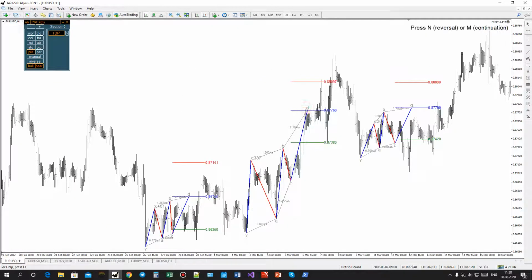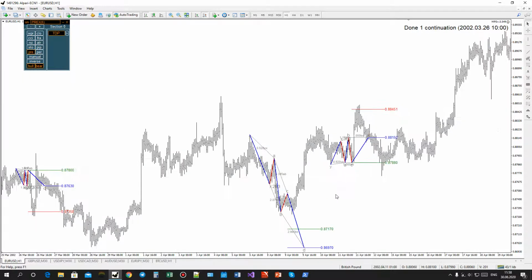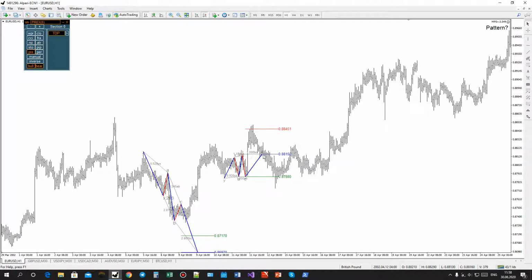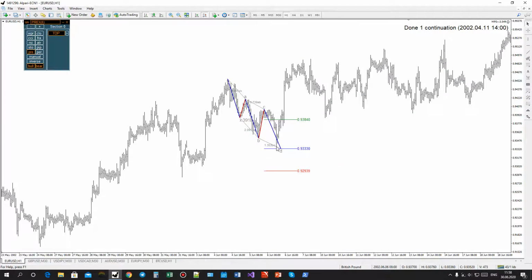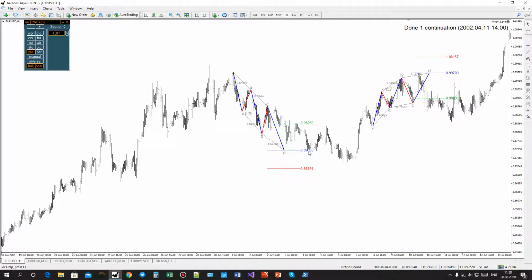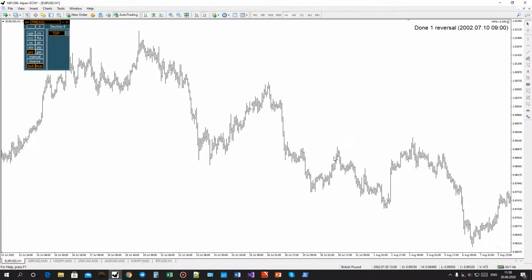This one is a loss first, and then it goes to target. Okay, this one is a loss as well. This one is a loss. This one undershoots the entry. Okay, this one reverses nicely. This one is nice reversal.